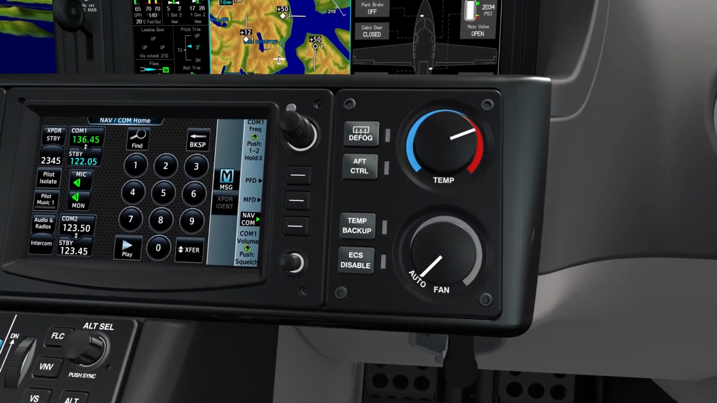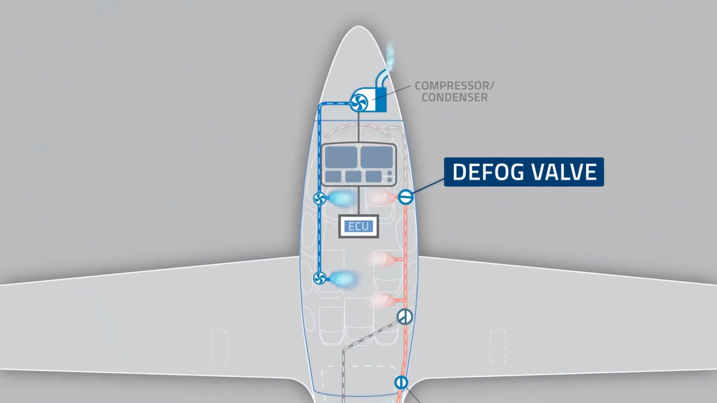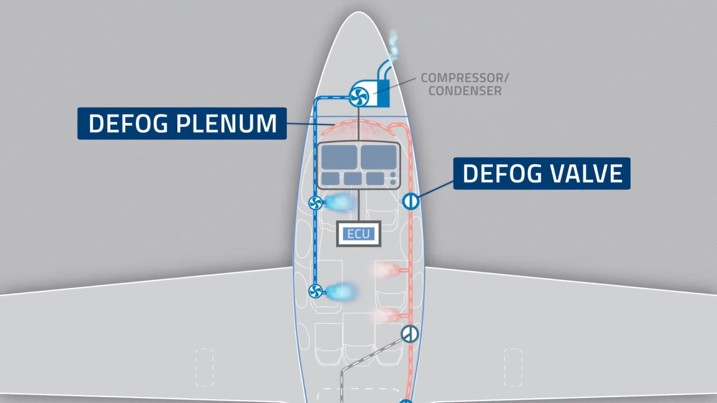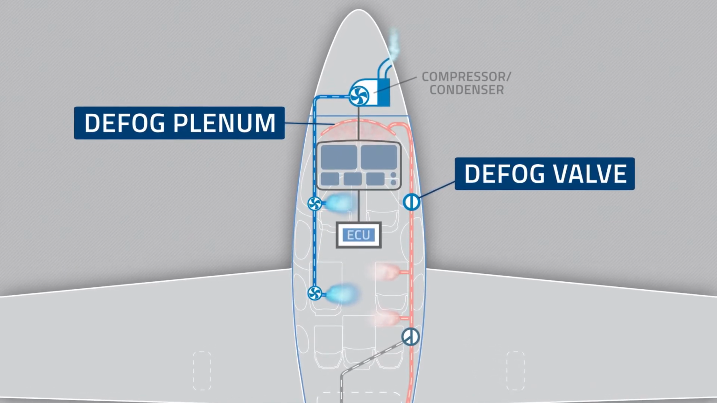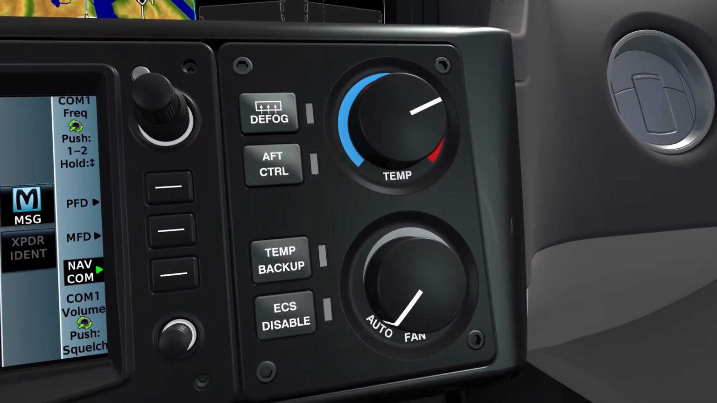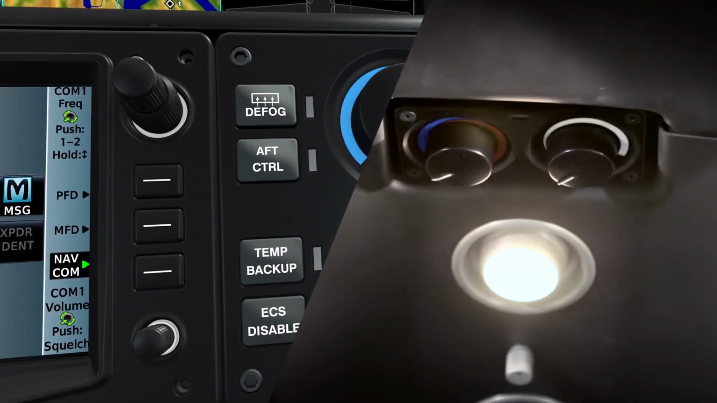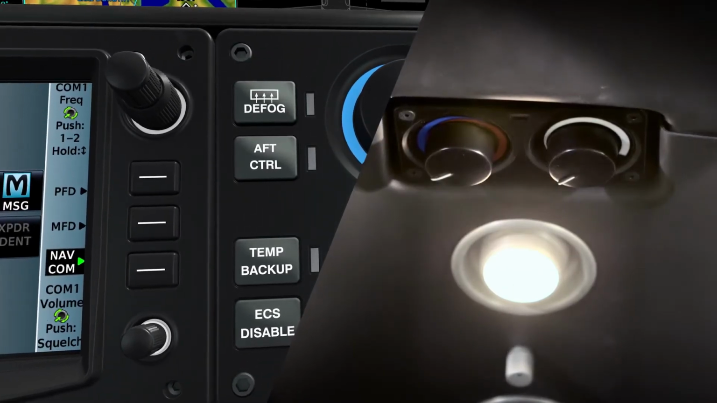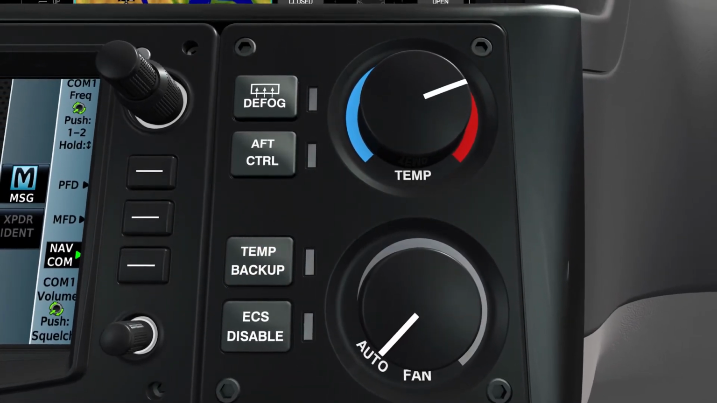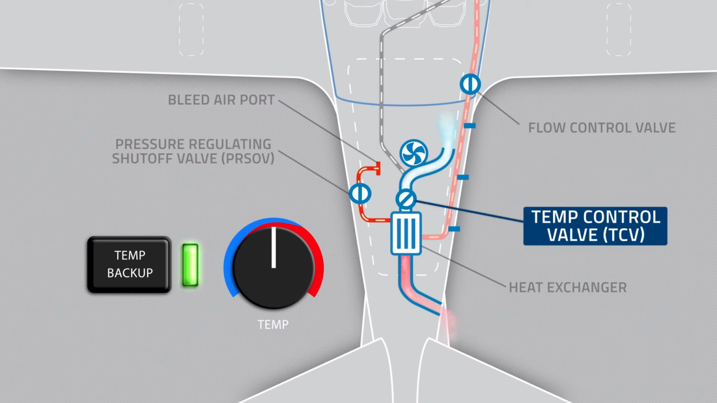The first of these is labeled defog. When selected, it opens the defog valve and routes warm bleed air through the defog plenum to the cockpit windows. The next switch, labeled aft control, activates or deactivates the optional rear temperature zone controller located in the passenger section of the cabin. Below that is the temp backup switch, which enables manual functioning of the temperature control valve.